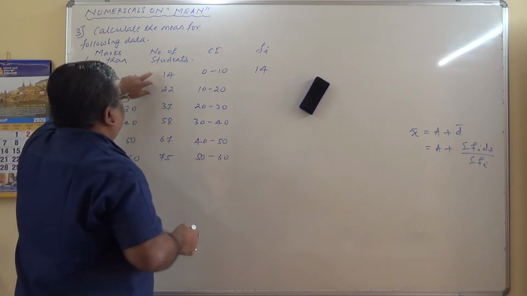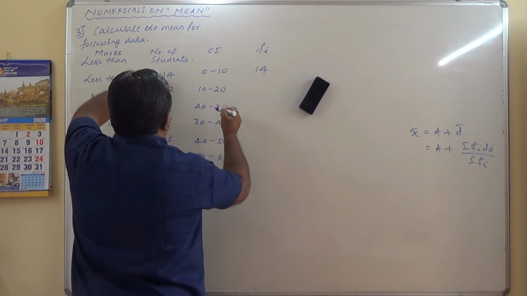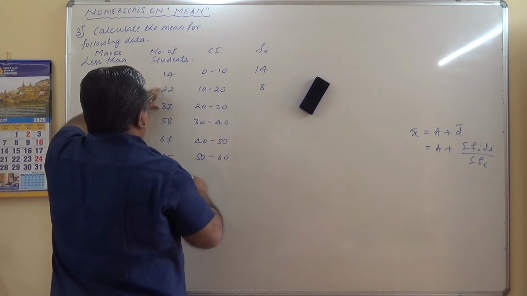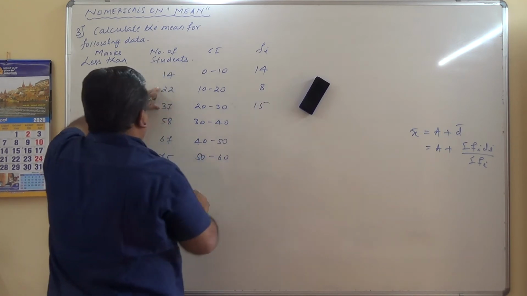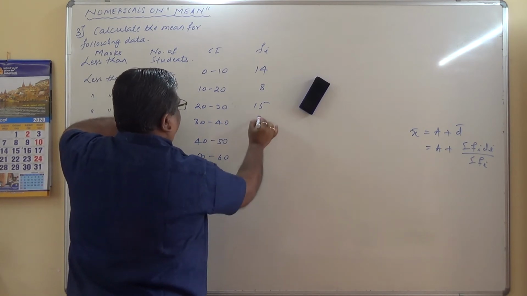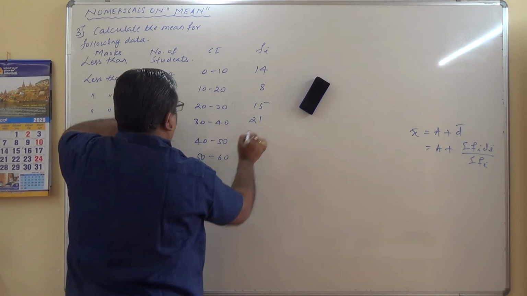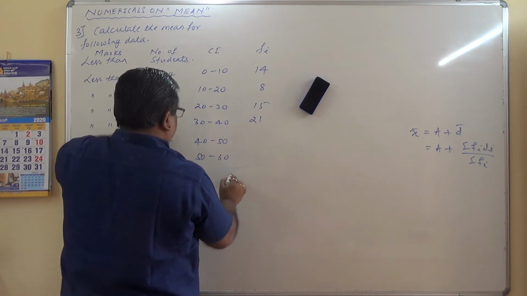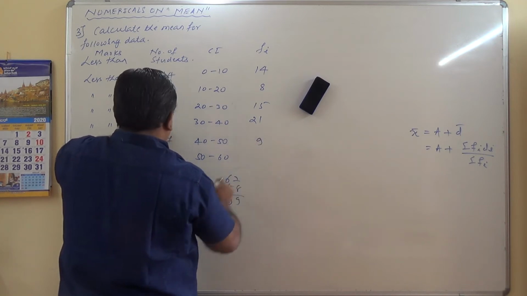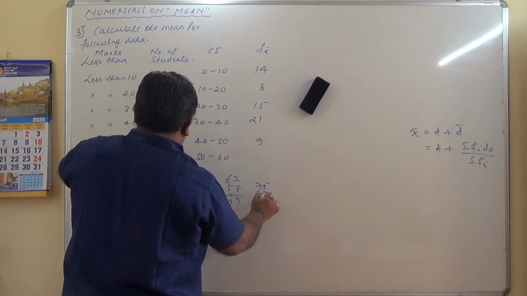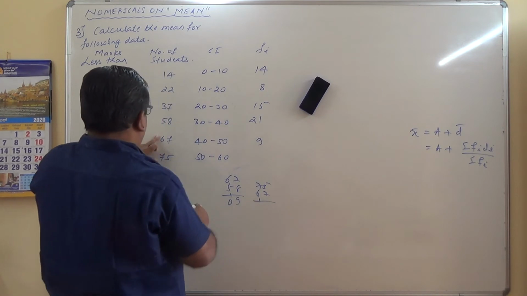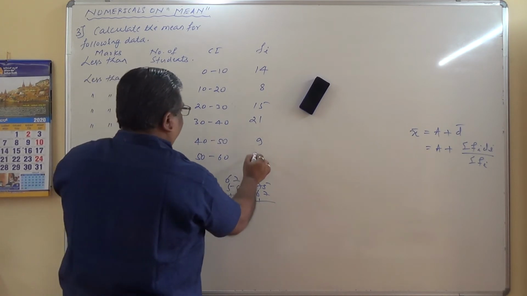the frequency. So 22 minus 14 is 8. 37 minus 22 is 15. 58 minus 37 is 21. Then 67 minus 58 is 9. And finally 75 minus 67 is 8.